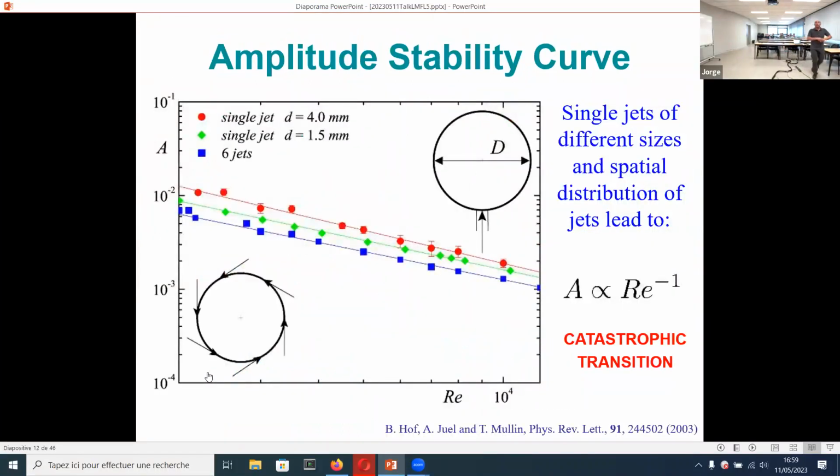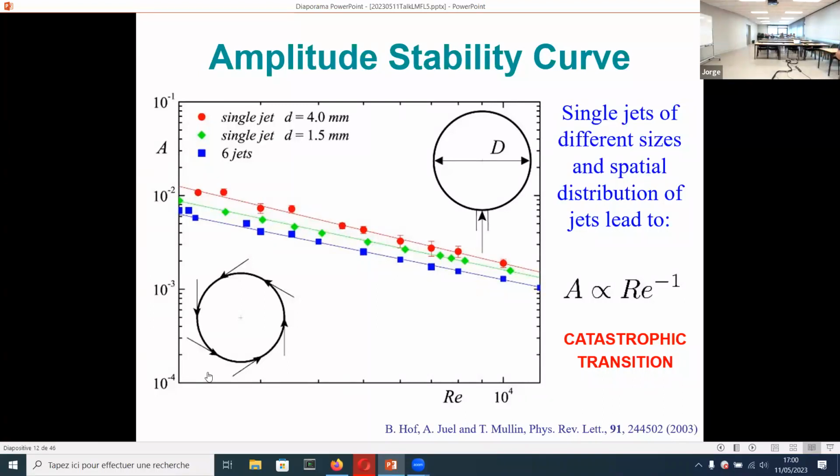So we did it for different Reynolds numbers. Here we did single jets in red, single jets of a smaller diameter in green, and 6 jets with a slightly inclined direction. For each point, we did 40 experiments. So below the line, the perturbation will decay back to laminar. Above the line, the perturbation will trigger a puff.